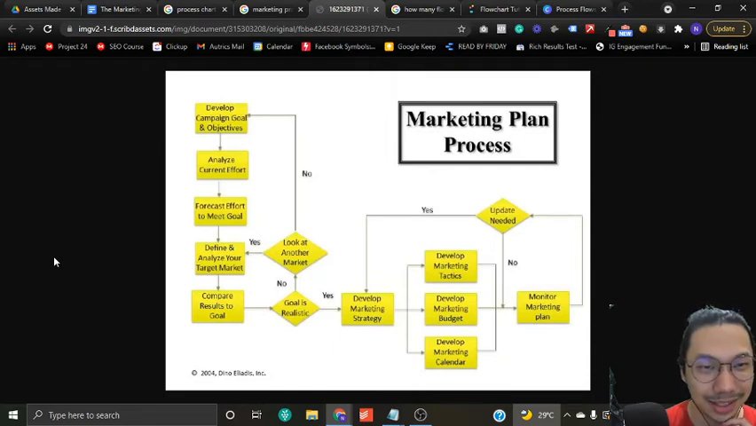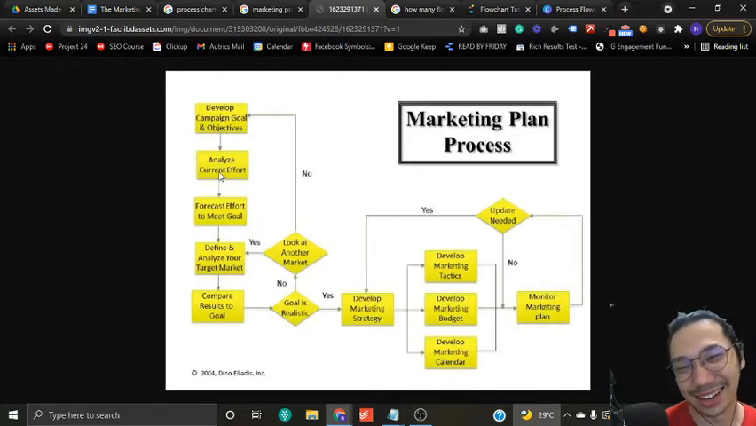Yeah, so this is kind of a marketing process flow, but I feel it's a bit too vague. What does "analyze" mean? I can kind of understand what they mean by "develop campaign goals and objectives," but because it's from 2004, it doesn't really take into account Google Ads and Facebook Ads right now.